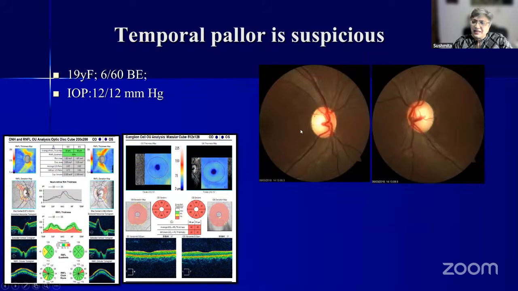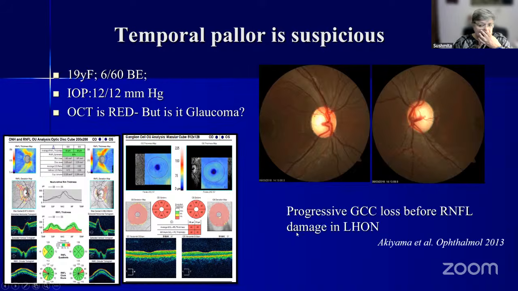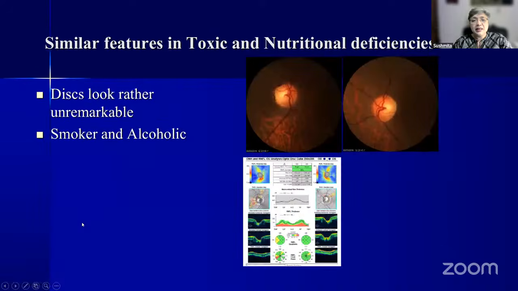Again, this was easy. Temporal pallor. You can see RNFL gone. You can see the GCC completely gone, red as well. But the RNFL is reasonable. But there's a paper on this that a progressive GCC loss always occurs before RNFL damage in Leber's hereditary optic neuropathy. So if you have temporal pallor and papillomacular bundle loss, GCA gone, but RNFL okay, think of a macular problem.